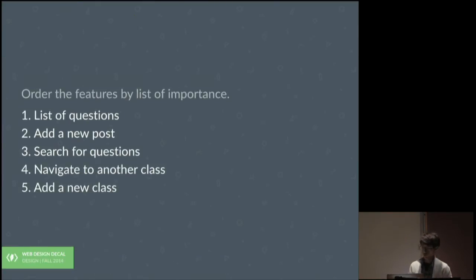So if I were to order the features of Piazza by importance, I could say number one is question and answers. The most important thing should be the list of questions. By the way, the Lorem Ipsum word is going around. Number two would be you want to read questions, and you also want to ask questions, so it would be adding a new post. And number three would be, because you want to find questions too, you want to search for questions by topics. And you also want to navigate to another class, and you want to add a new class. So these 5 things would be the most important features for Piazza.